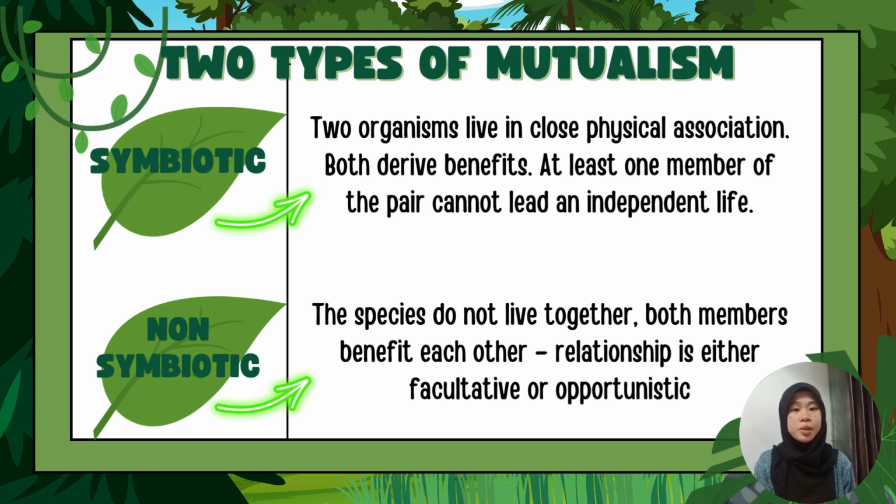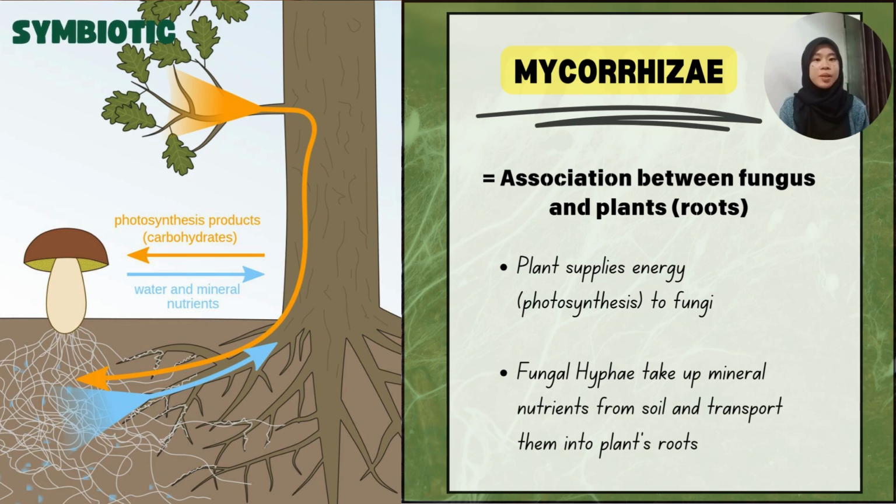Example, best seen between pollinators and angiospermic plants and in dispersal of fruits and seeds by animals, including birds and mammals. In such a type of association, the two species remain physically unconnected. Mycorrhiza is an association between fungus and plants via the plant root. Both organisms, plant and fungus, benefit from each other. For example, the plant supplies energy from photosynthesis to fungi, and the fungal hyphae take up mineral nutrients from soil and transport them into the plant's root.